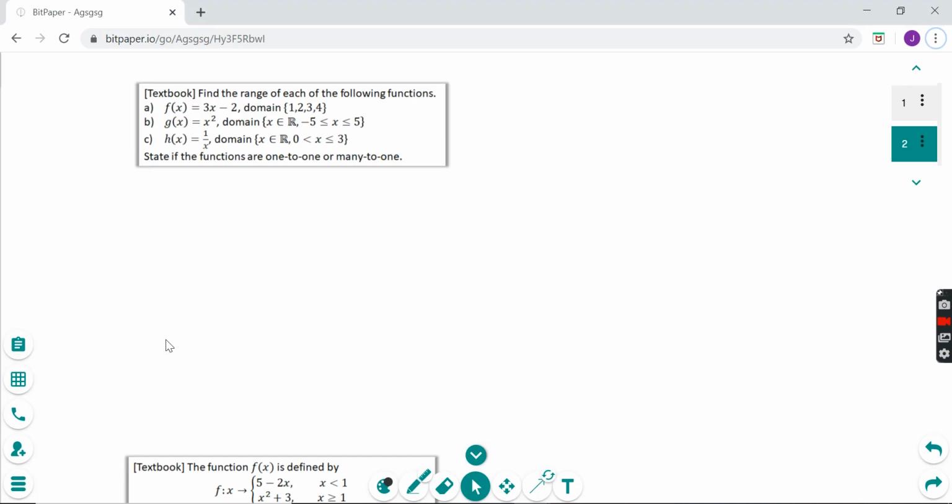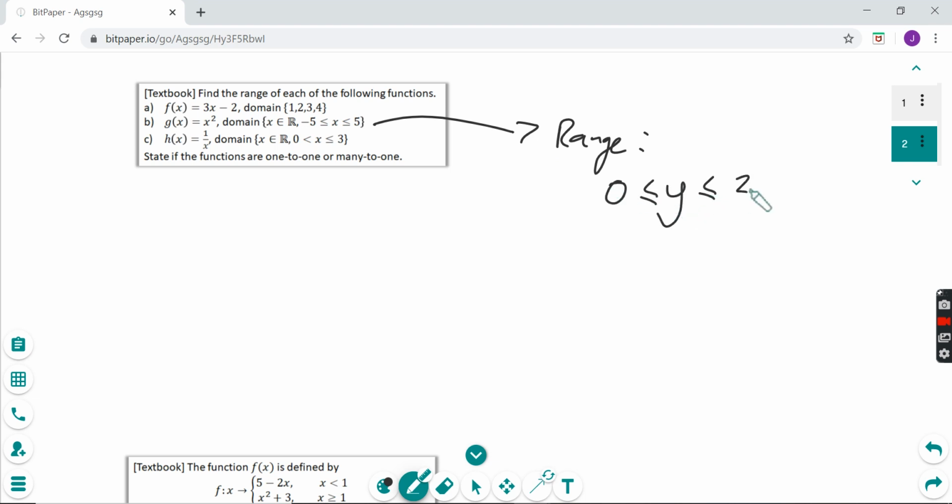This is something that we can be asked as well, so it's worth making a note. For the range, we could say 0 up to 25, and it includes those values. That's why I put those signs there.